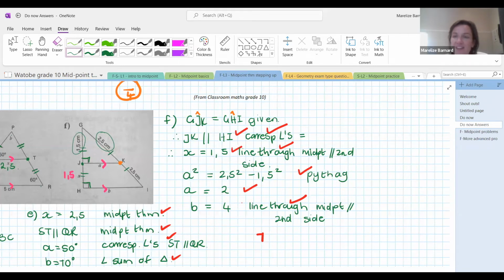Okay, so this one's out of 7. I wonder who got, you can see where the marks go here. So for parallel and corresponding, wow, Hannah, well done. And then X equal to 1.5, line through midpoint parallel second side. And then we do our Pythag thingy, and then we get B is 4. Okay, 5 out of 7 is very good. 6 out of 7 is good. Well done, everyone.